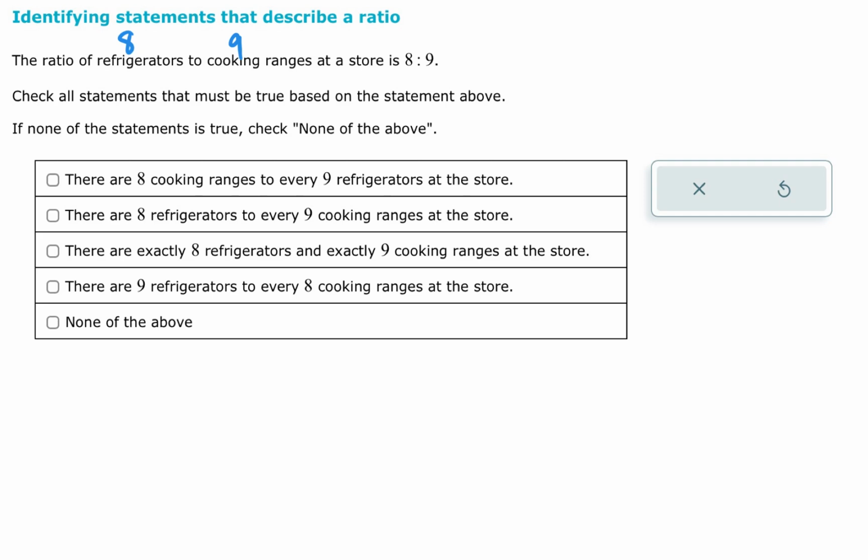No, that's the opposite, which is what the second one says, that there are 8 refrigerators to every 9 cooking ranges. Next statement says there are exactly 8 refrigerators and exactly 9. We don't know how many there are at the store. We only know the ratio. The next example says there are 9 refrigerators to every 8 cooking ranges, and no, it's actually flipped. So those are the only true statements.